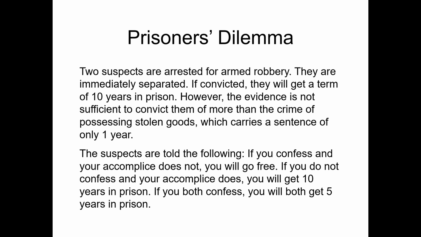The suspects are told the following: if you confess and your accomplice does not, you will go free. If you do not confess and your accomplice does, you will get 10 years in prison. If you both confess, you will both get 5 years in prison.